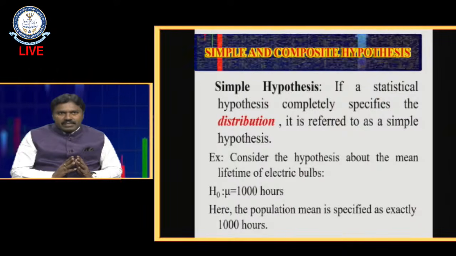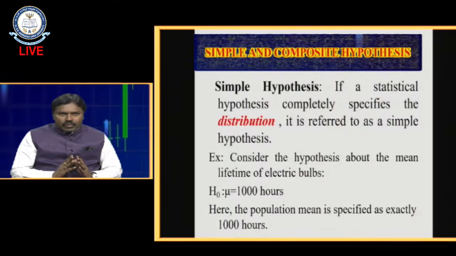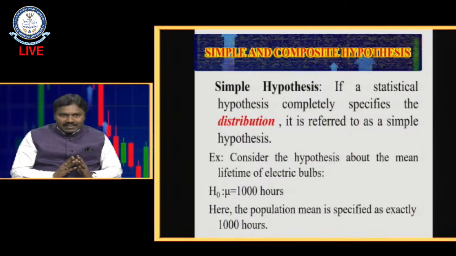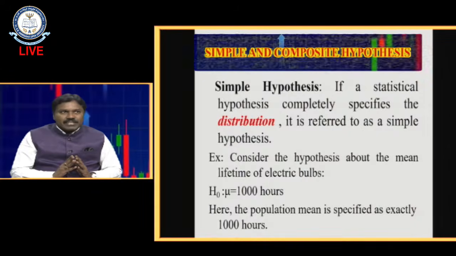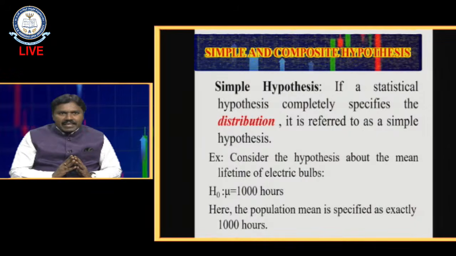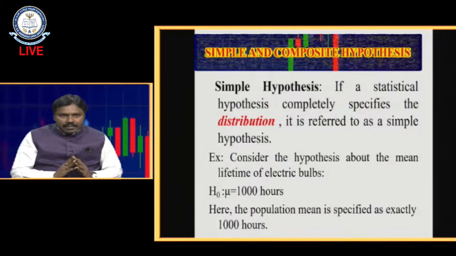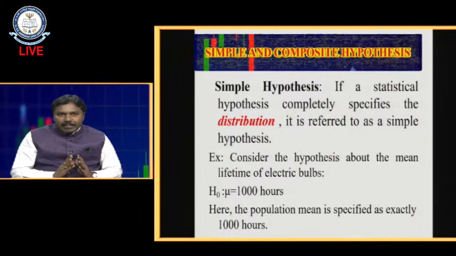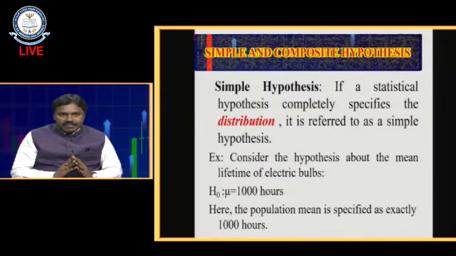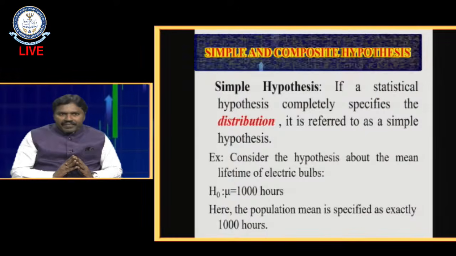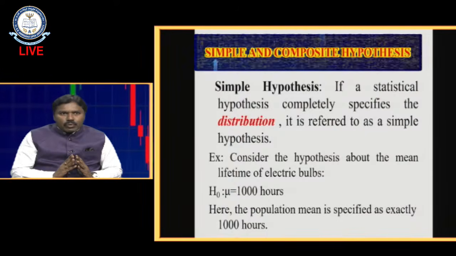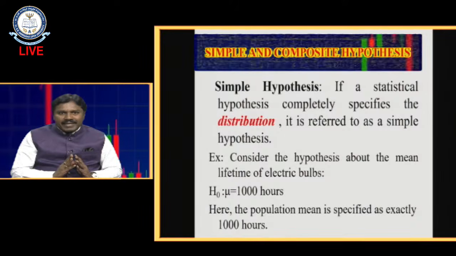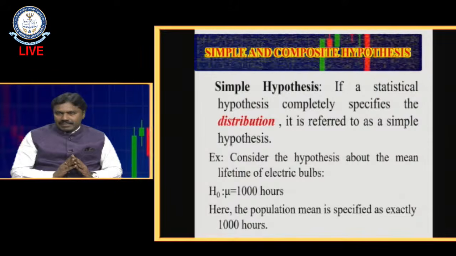First, we're going to discuss simple hypothesis. So what is a simple hypothesis? According to the definition, if a statistical hypothesis completely specifies the distribution, it is referred to as a simple hypothesis. For example, consider the hypothesis about the mean lifetime of electrical bulbs. I'll define average life is equal to 1000 hours. Here the population mean is specified as exactly 1000 hours.